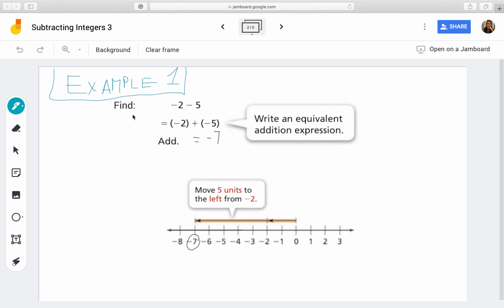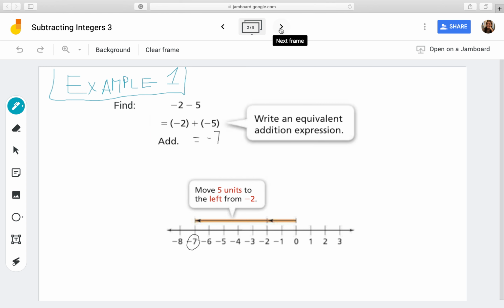In the example, we're asked to find -2 minus 5. So we can write an equivalent addition expression. -2 minus 5 is equivalent, or equal to, or the same as, -2 plus -5. And then we know they both have the same sign, so we can just add the two numbers. 2 and 5 is 7, and our answer is going to be negative since both of them are negative.